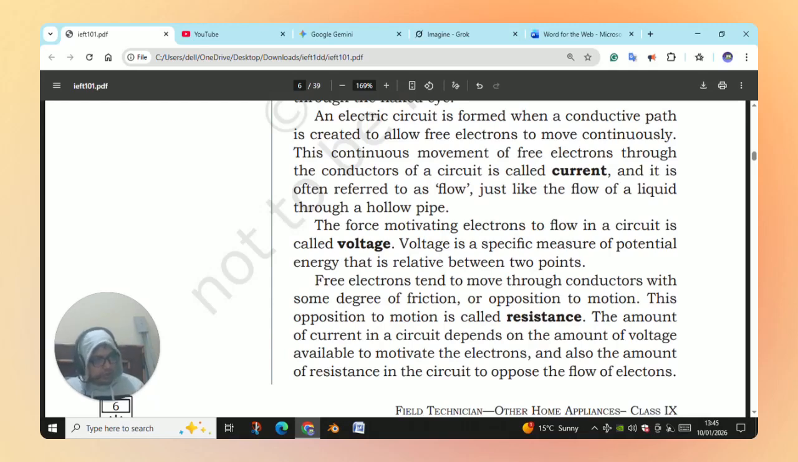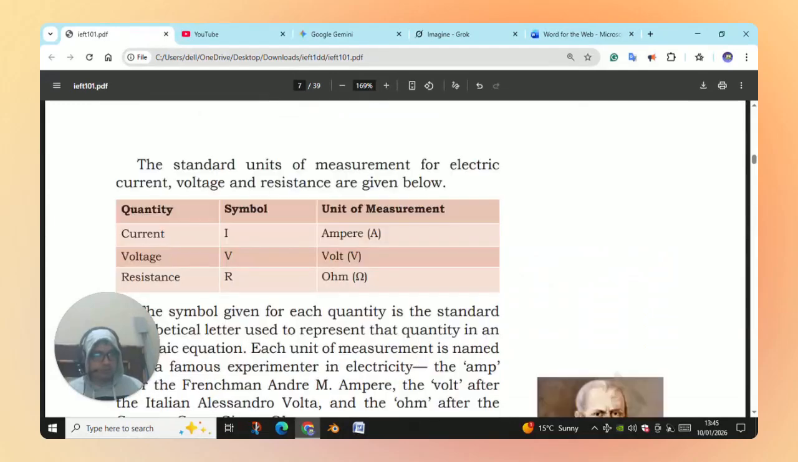Again, free electrons tend to move through conductors with some degree of friction or opposition to motion. This opposition is called resistance. The amount of current in a circuit depends on the amount of voltage available to motivate the electrons and also the amount of resistance in the circuit to oppose the flow of electrons.